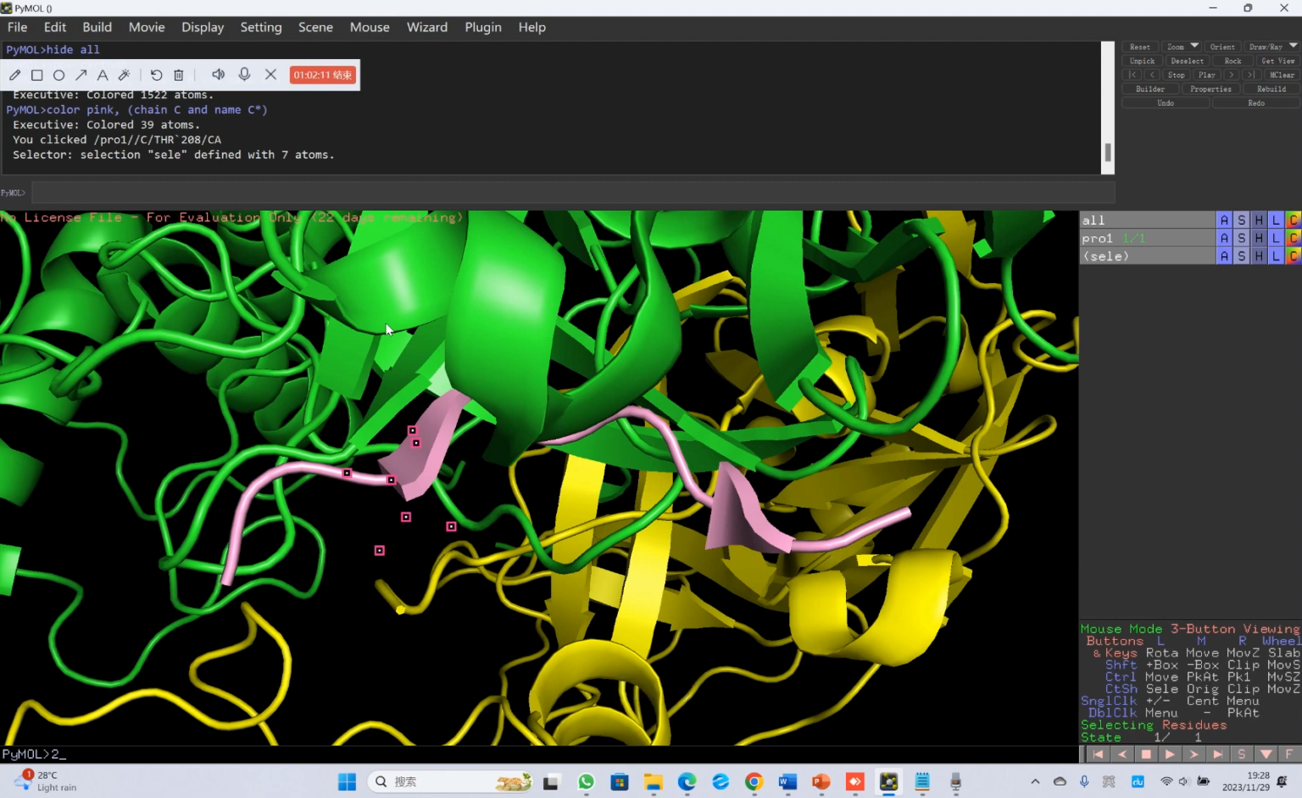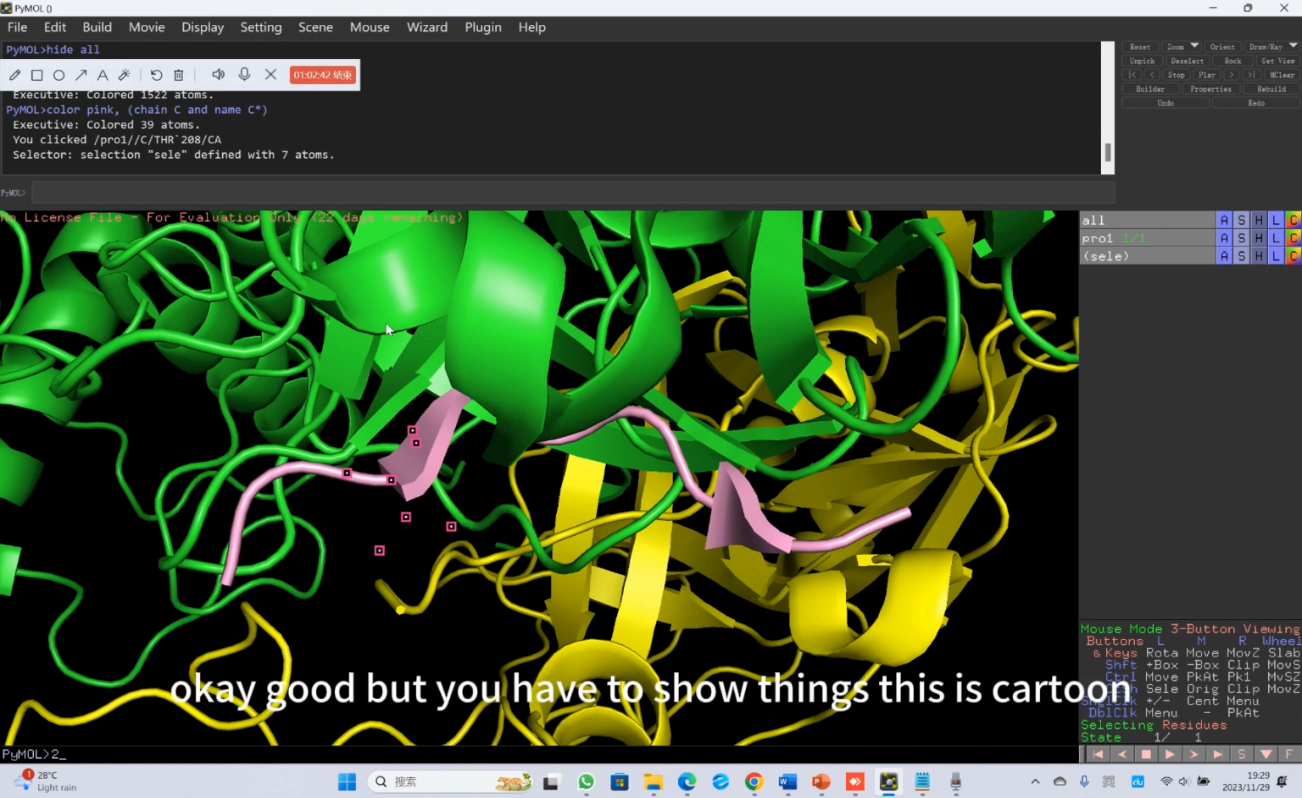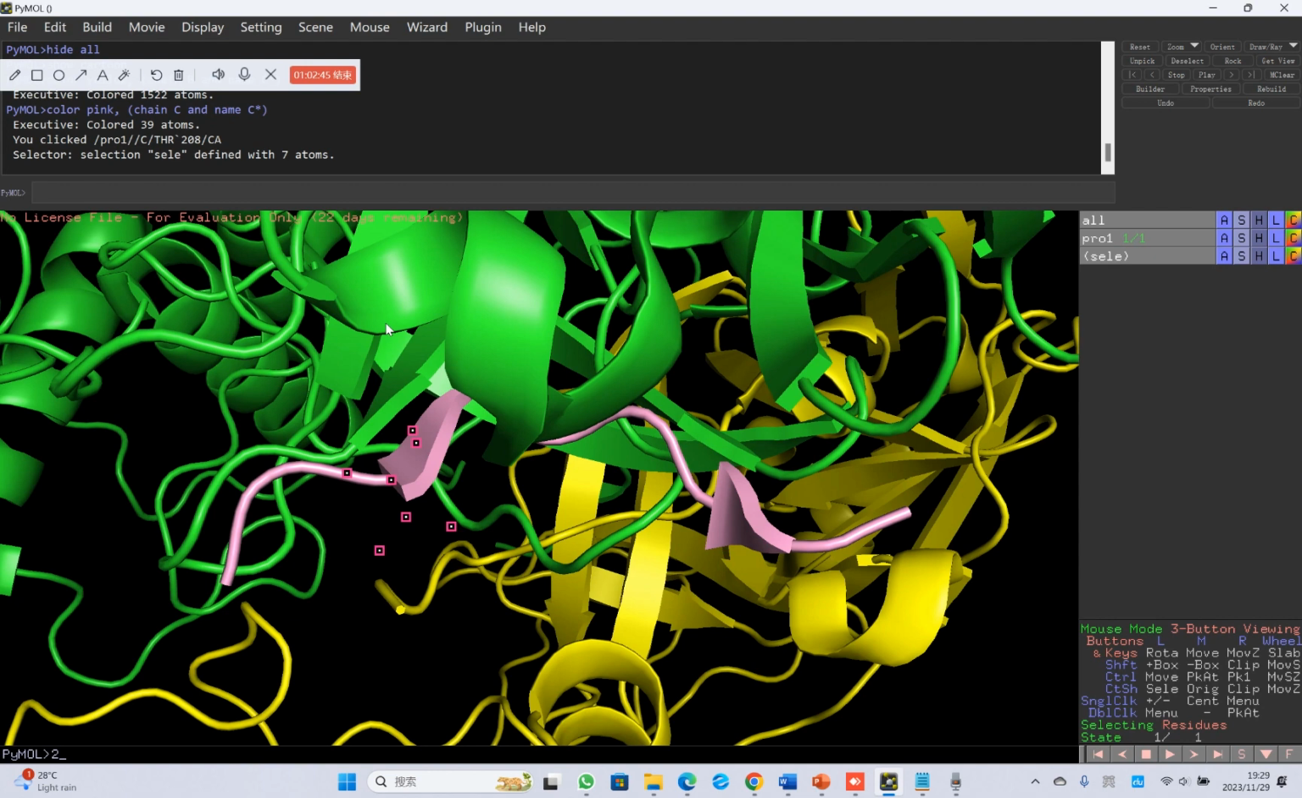Once you can, then again that's one command. What's that? Resi one, the 145. What is resi one? This is one or I. Cannot see, maybe it's I. Change. Okay, good. But you have to show sticks. This is cartoon. Show sticks. Do you know the command for show sticks?